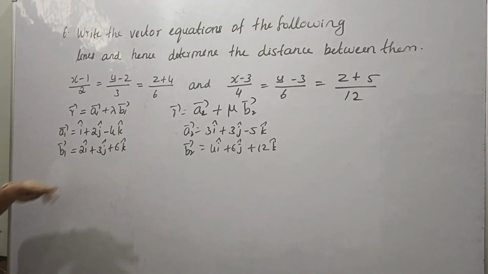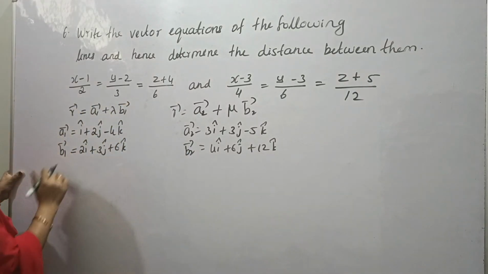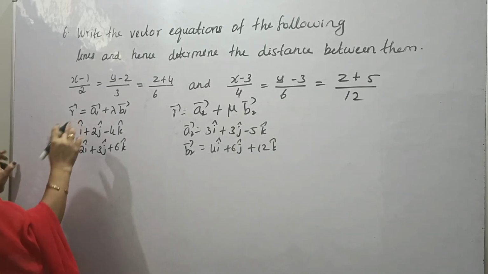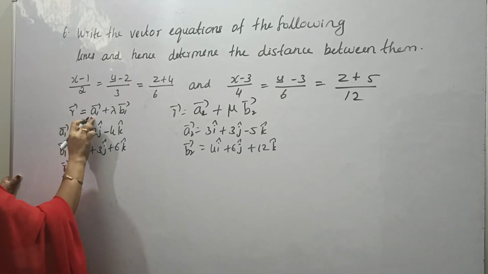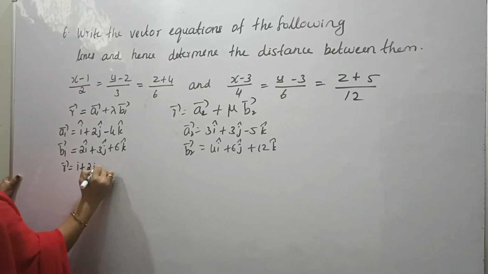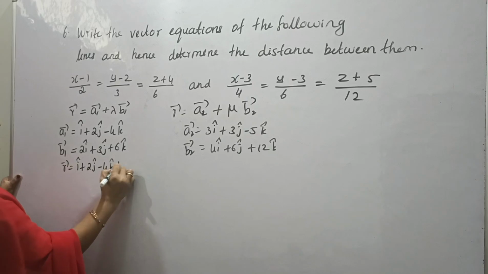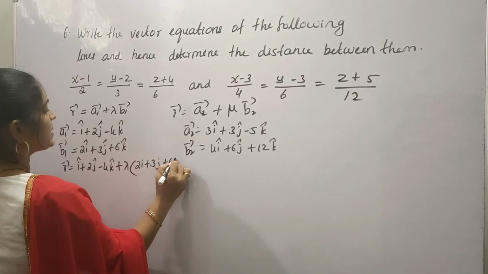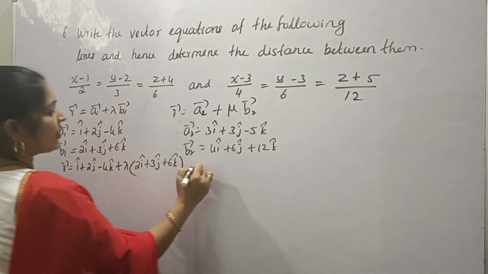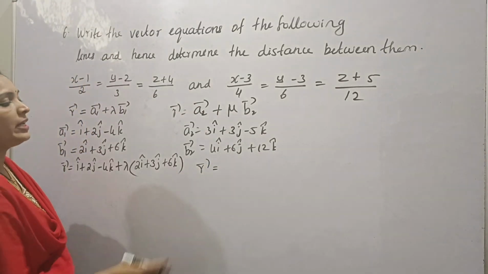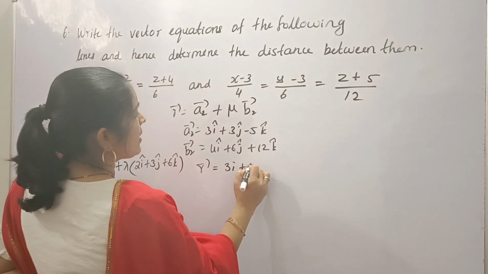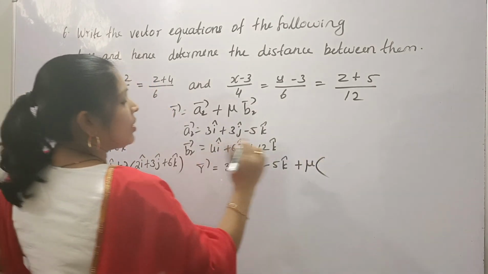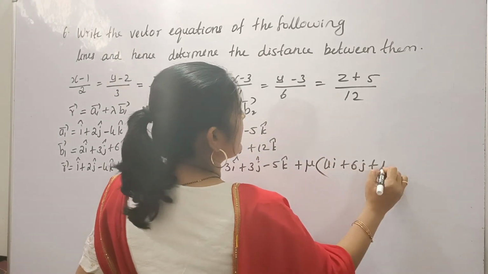Okay, so here let's write these equations in vector form. The vector equation of line L1 is vector r = vector a1, that is i + 2j - 4k, plus lambda times vector b1, that is 2i + 3j + 6k. And the vector equation of line L2 is vector r = 3i + 3j - 5k plus mu times (4i + 6j + 12k).